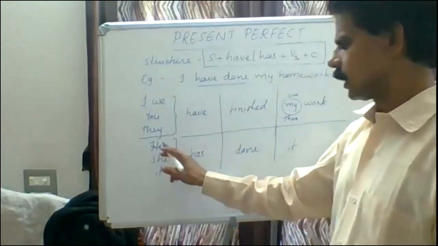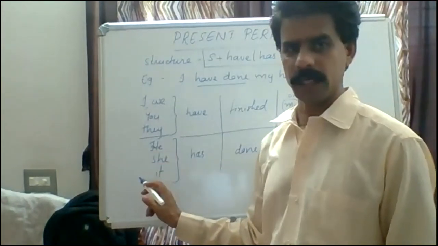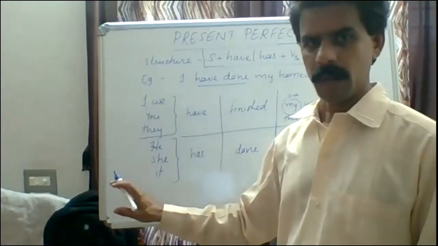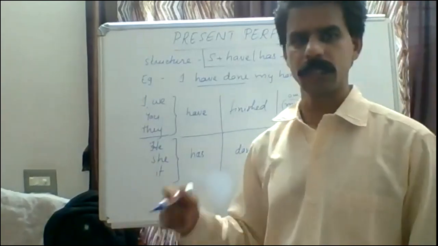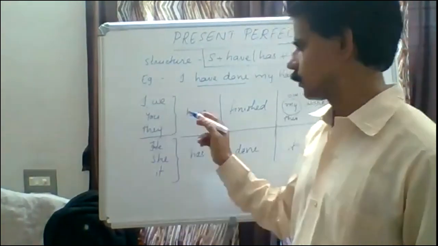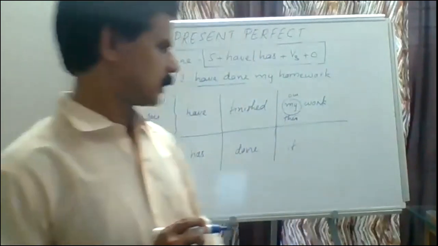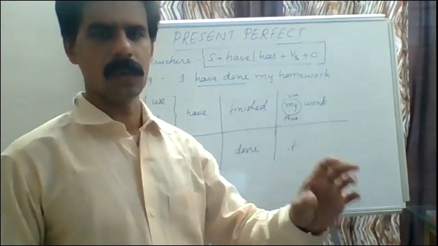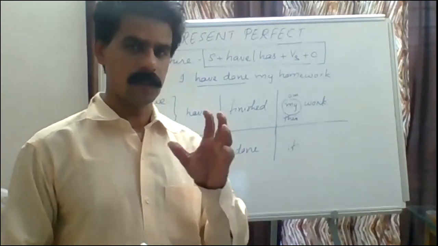Okay. The next: he, she, it are singular. After singular, we have to use has. Any name if you take, Ram for example: Ram has done the work. Ram has done it. Ram has cleaned the room. Or my mother has cleaned the room. In this way, for any singular noun or pronoun as a subject, the singular helping verb is has. For any plural, the plural helping verb is have. After that, the common thing you have to remember is that after have and has, we must use only the third form of the verb, that is, the past participle form.